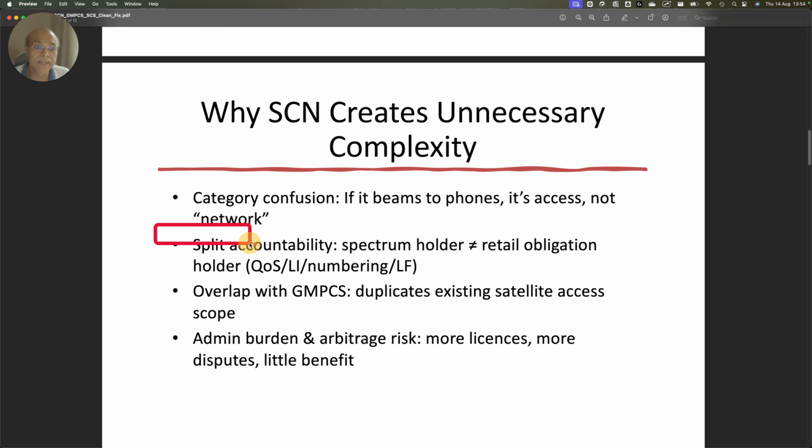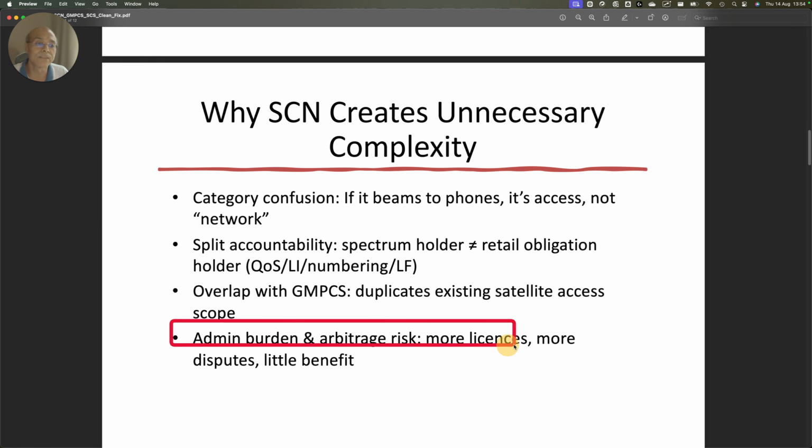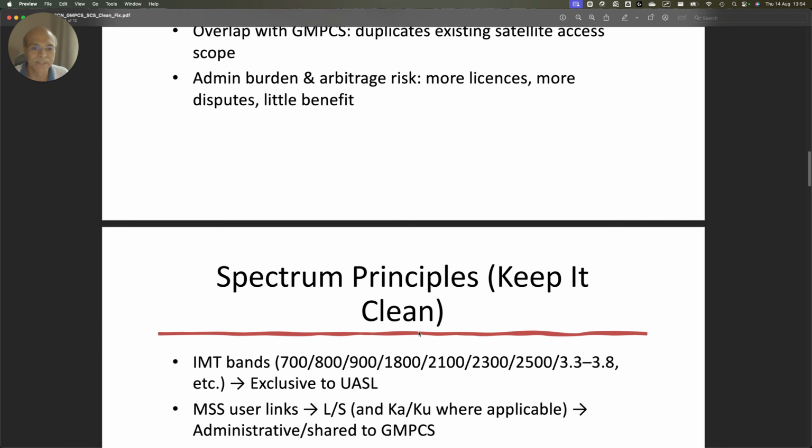Then we have split accountability. Spectrum holder is not equal to retail obligation holder, right? Overlap with GMPCS, because GMPCS already empowers you to provide connectivity to phones. It can be sat phones, it can be commercial phones. You already have that. So why do you need a separate license? It duplicates existing satellite scope. Administrative burden, arbitrage cause more confusion. More licenses, more disputes, little benefit.